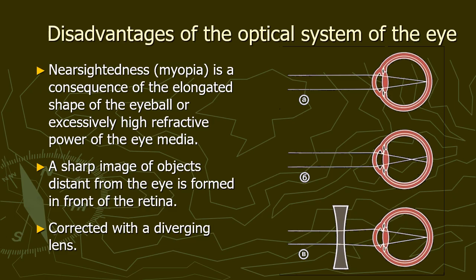In order to get an image on the retina, to compensate for this ailment, we need scattering lenses. And with the help of scattering lenses, or we can say these two concave lenses, we get an image for now.